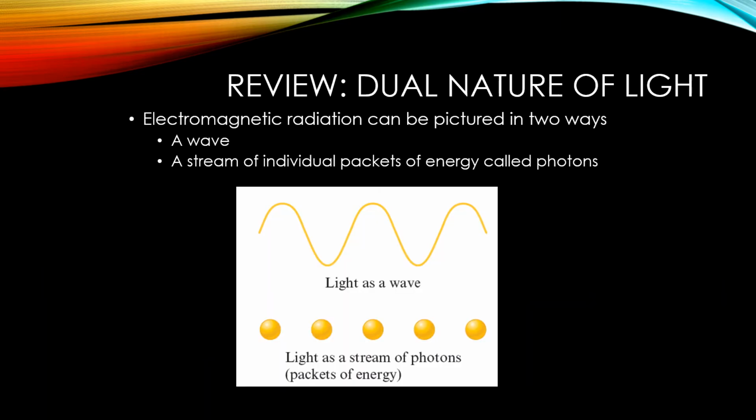As a quick review, we talked about electromagnetic radiation in class today and the fact that it can be pictured in one of two ways. It can either be as a wave or as a stream of individual particles of energy called photons. So we know that light can act as both a wave and as a particle.